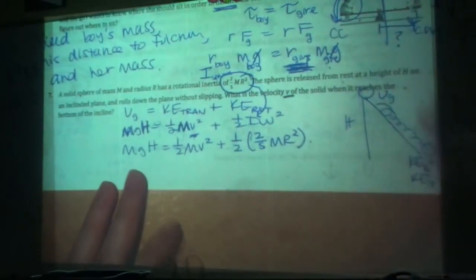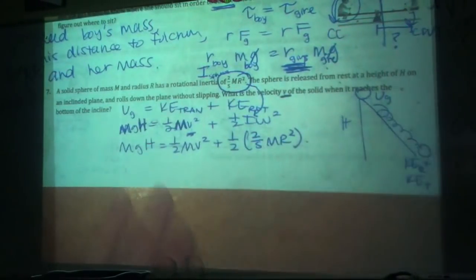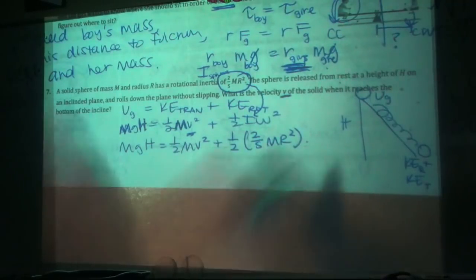And then omega squared, but omega is not something that I know. But there was something important that was told to me. It says that it rolls down the plane without slipping. And we know that if something is rolling without slipping, then the velocity that it's moving at is just omega, the speed that it's rotating at, times the radius of the wheel, right? If you have a big wheel and it's rotating a certain number of times per second, then it's going to go a lot farther than a small wheel that's rotating the same number of times per second.